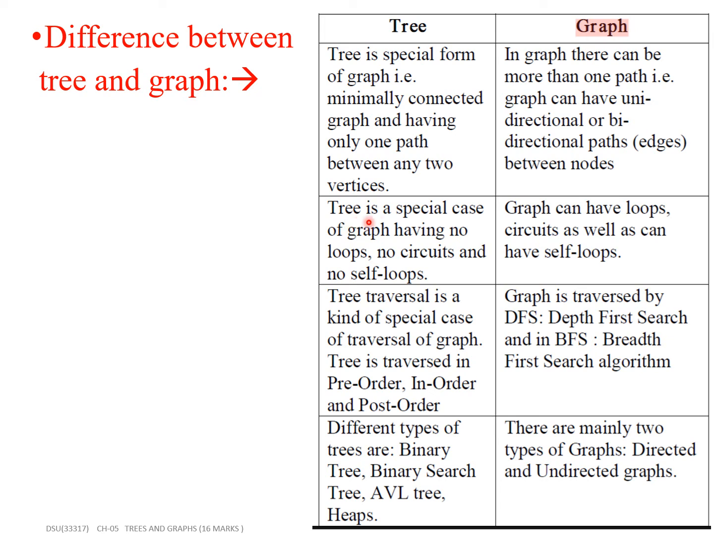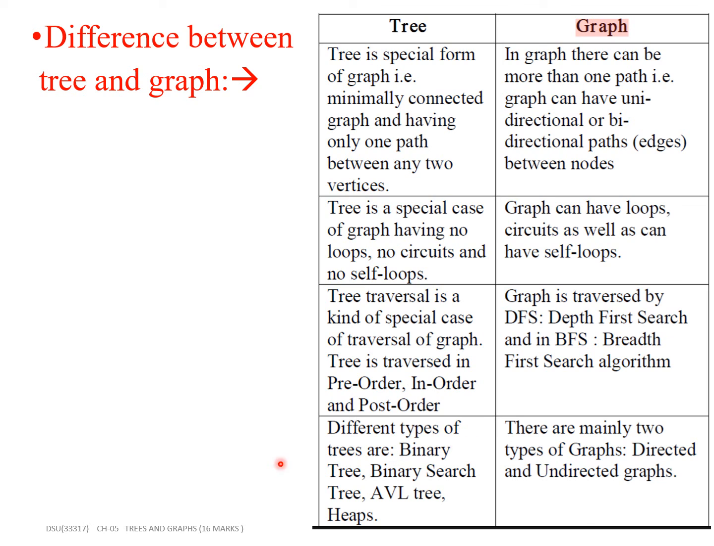Next, a tree is a special case of a graph having no loops, no circuits and no self loops. A graph can have loops, circuits as well as self loops. Tree traversal is a special case of traversal of a graph. A tree is traversed in pre-order, in-order and post-order. A graph is traversed by the DFS, depth first search, and the BFS, breadth first search algorithms.